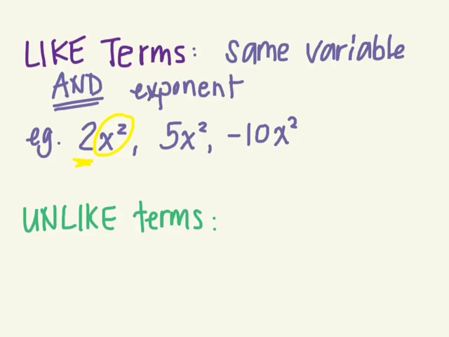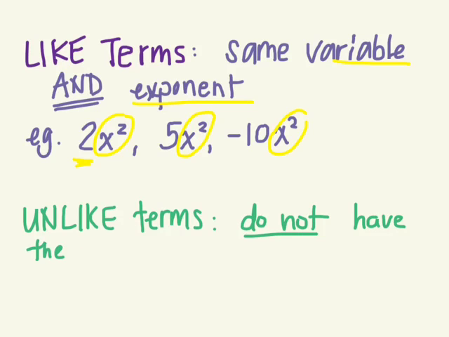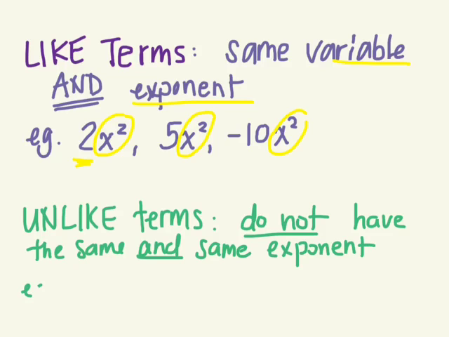Is that alike? Yes, it doesn't matter if it's positive or negative, as long as they all have the same variable and the same exponent. Unlike terms do not have the same variable and the same exponent. So can someone give me an example of a term that would be unlike? So if I write 5x, can you give me a term that is unlike that? So it does not have the same variable or exponent? Yes? 5y. Sure, 5y.